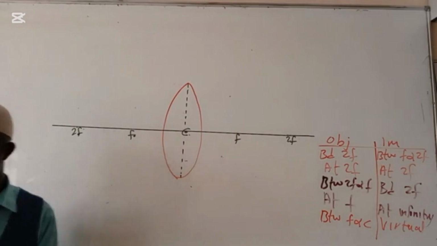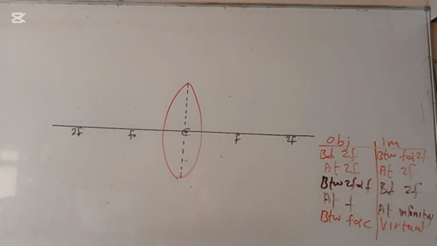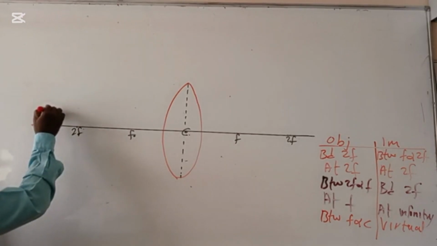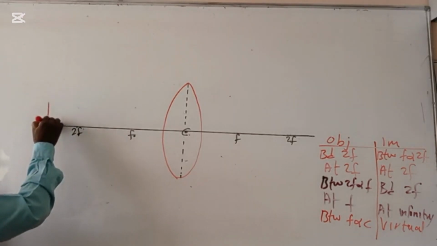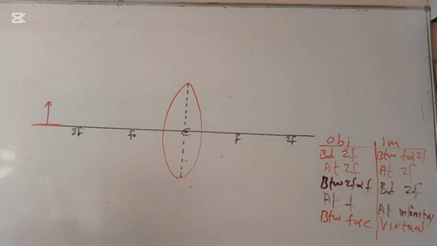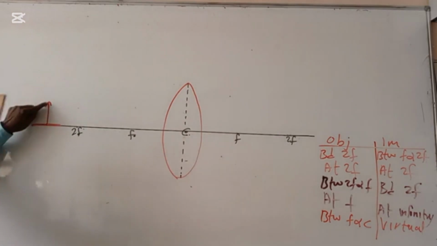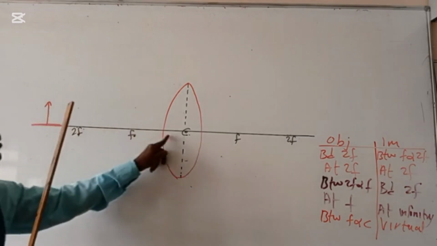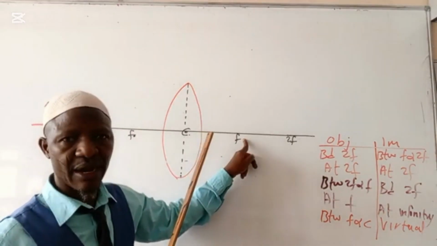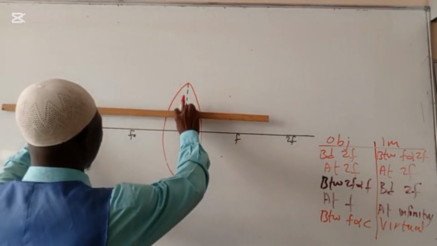Now let's go into practice and see how to draw the ray diagram using a lens. Let's place the object beyond 2F. Look at it, this is 2F. Let's have our object here. Just make sure you follow the principle. The principle says a ray from the head of the object parallel and close to the principal axis will refract through the principal focus. I have my ray like this.